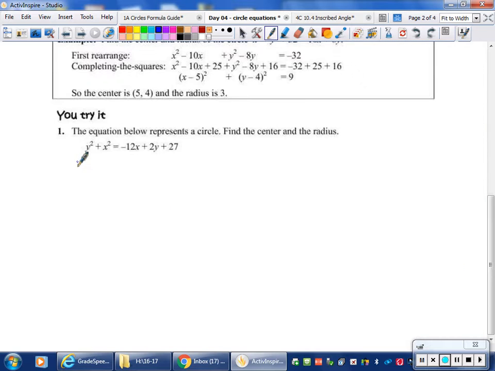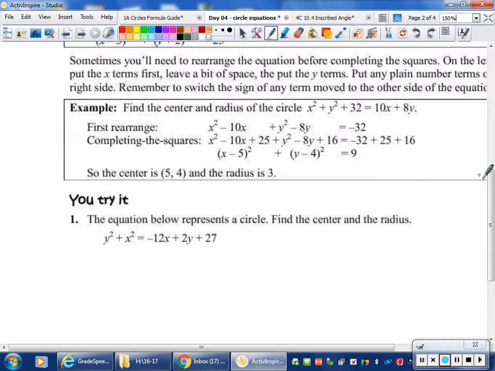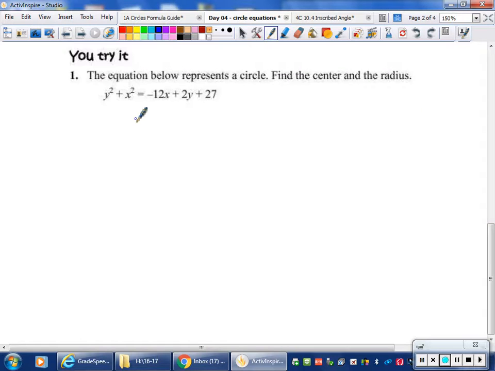Okay? Now look at this problem. On this problem, it's a little more difficult because not all of your variables are on the same side. So the first thing we must do is move our variables to the same side and put the like variables together. So I'm going to start with x squared. When I move the minus 12x over, it becomes plus 12x, plus my y squared. Move the 2y over, it becomes minus 2y equals 27.